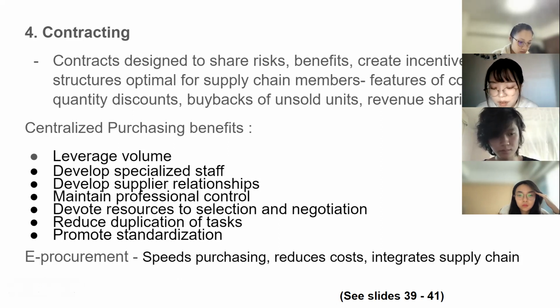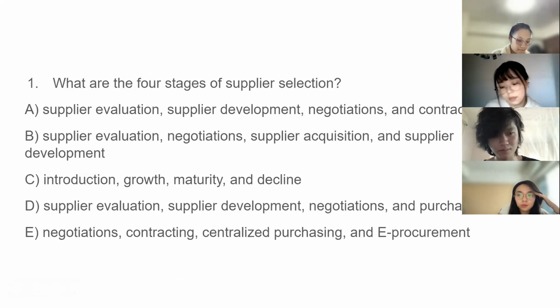Any questions? You can read the rest of the things that explain more detail in the book. So what are the 4 stages of supplier selection?